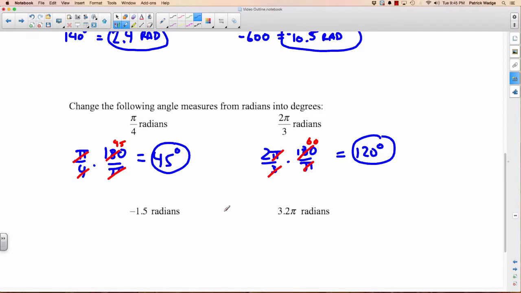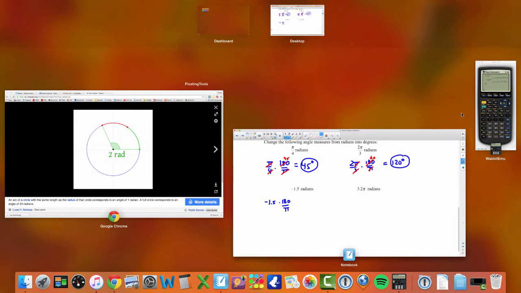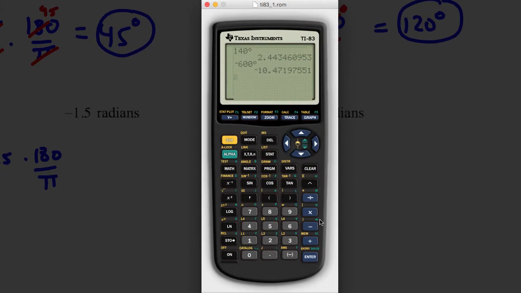Once again, you could use the TI. It's not going to be so useful here. Say I tried the same method, multiplying by 180 over pi. It'll work. Go 1.5 times 180 and then divide by pi. It's not that hard or anything, but there's no canceling out of pi signs here, which is unfortunate. But we can also use the TI-83 for this. Again, if you forgot the formula, you could do this.